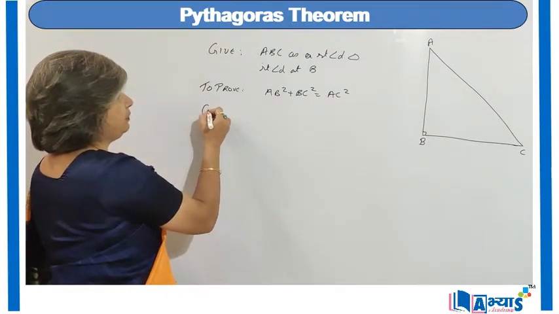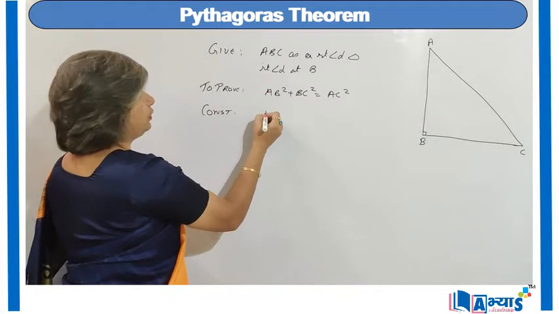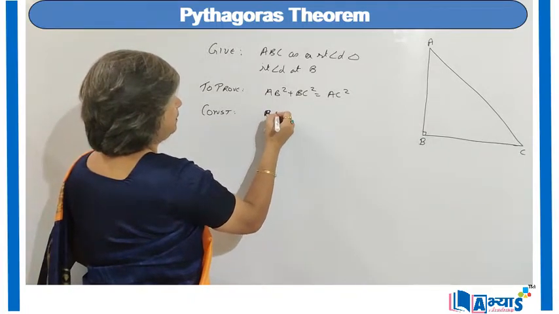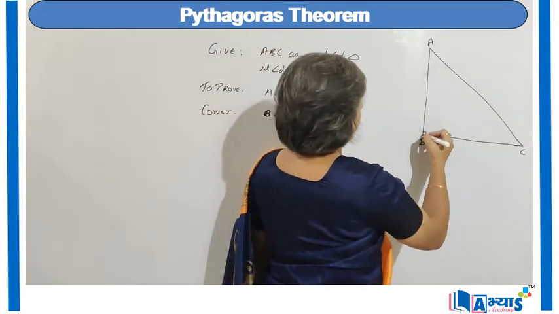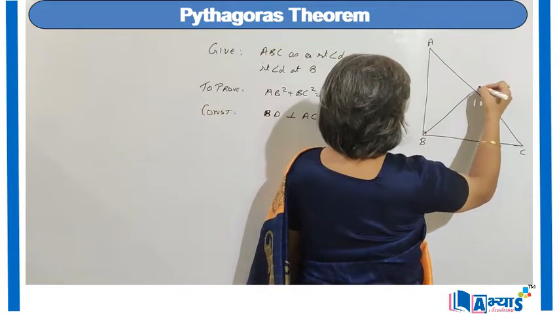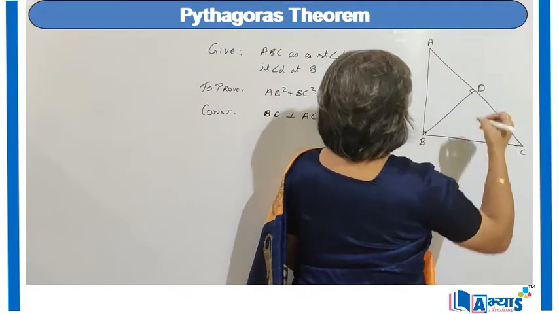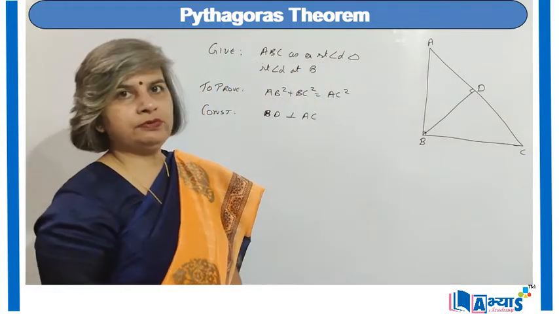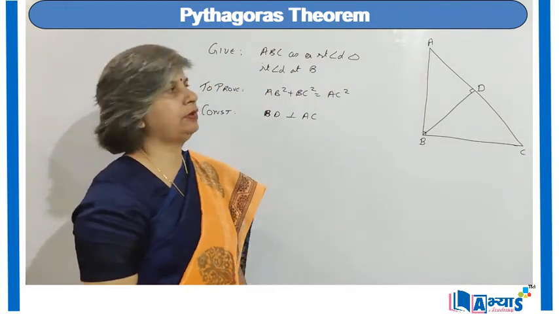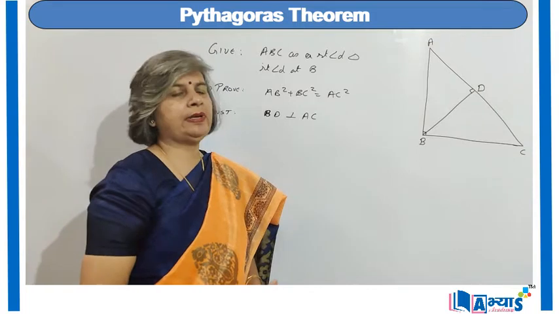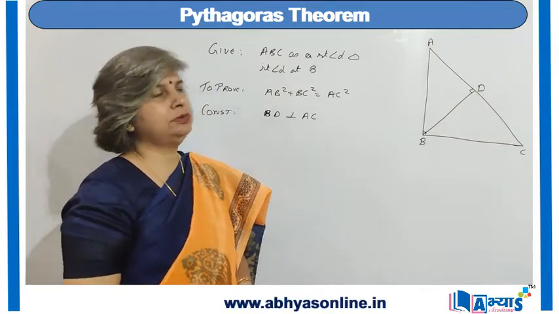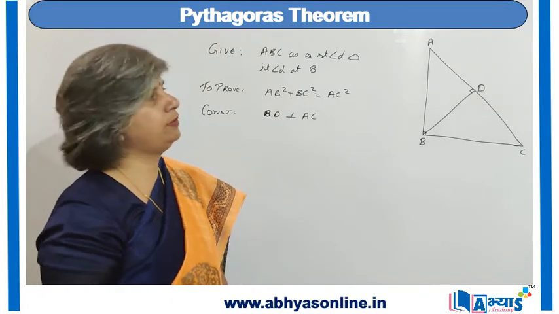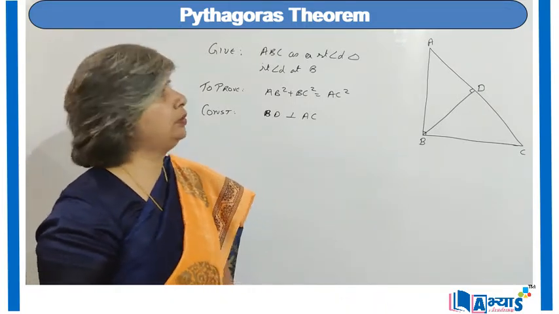So for this we will make some construction. We will draw BD perpendicular to AC. From B we will draw a perpendicular to AC, meeting AC at D. As in our earlier videos, we have discussed the similarity of the triangles. That means if we draw a perpendicular from the right angle to the hypotenuse, then the triangles so formed are similar to each other and similar to the whole triangle.